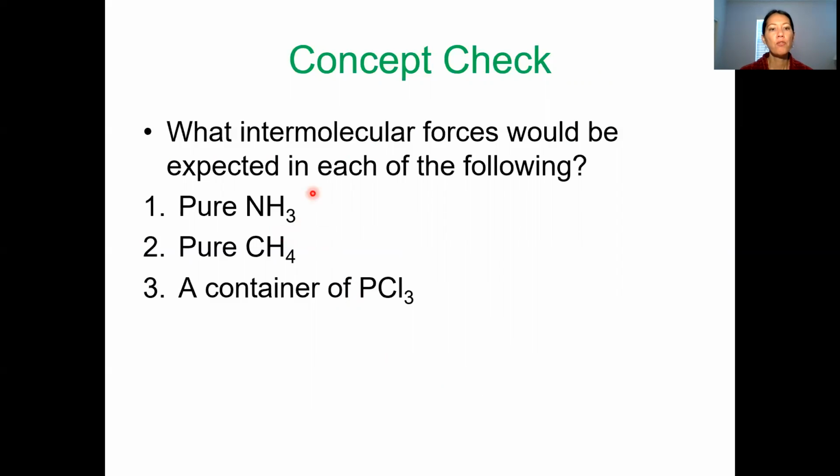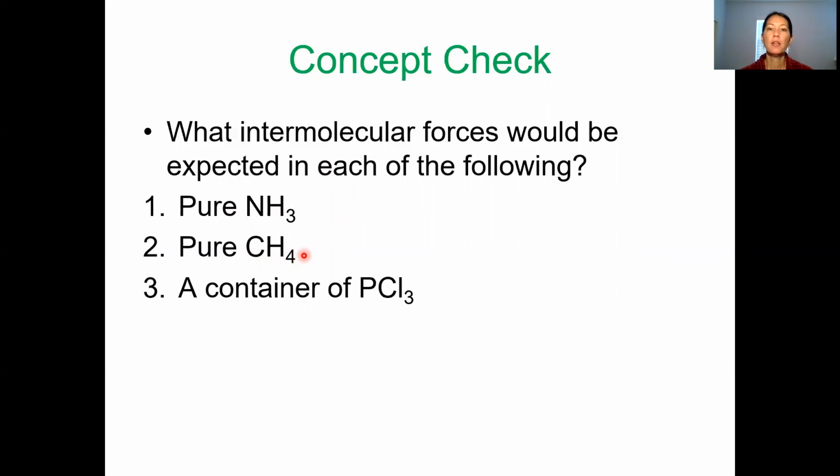Okay, so for pure ammonia, the first thing you should think about, if you're not sure, is basically draw the molecule. This is polar just because of its shape. It's trigonal pyramidal, it has a lone pair on one end. But it's not just going to have dipole. Because it has an NH in it, it'll also have hydrogen bonding. And then all of them have London dispersion forces. So all three of those.